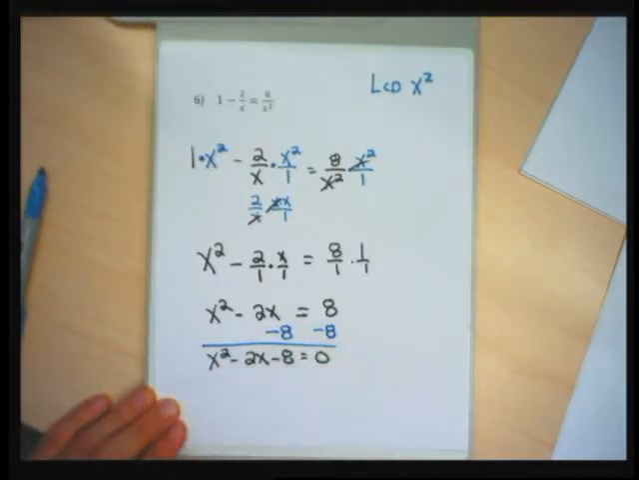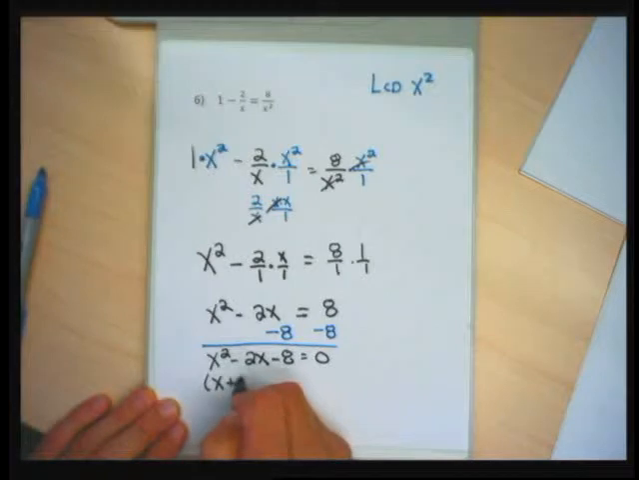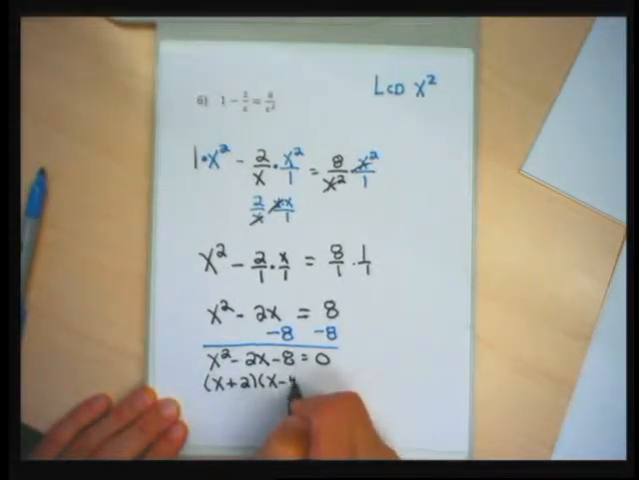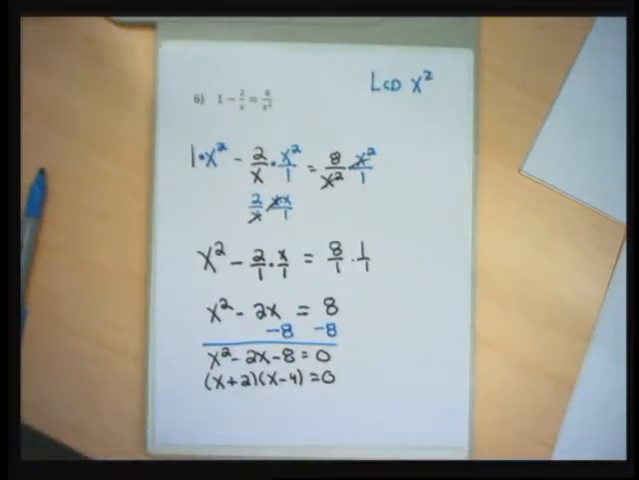That gets the problem set equal to 0. And now I'm going to factor, and this is easiest factoring. It factors into x plus 2 times x minus 4, because my signs had to be plus and minus. My last had to multiply to 8, subtract to 2.